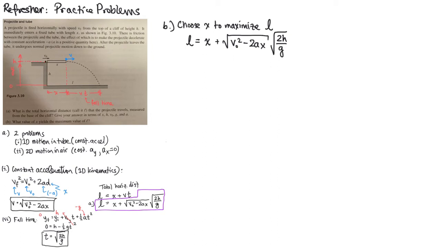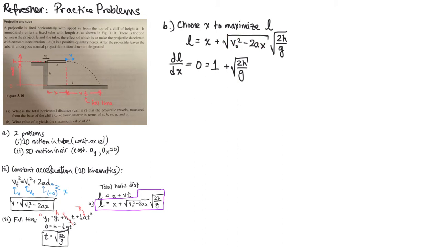Now we can turn to calculus here to help us. We know that to maximize L, we're looking for a choice of x such that the derivative of that length L with respect to x is 0. That tells you we're at an extremum. And so we can take the derivative. On the right-hand side, the derivative of x with respect to itself is 1. And then we get to do some chain rule here. We have this root 2h over g, that's a constant. We leave that alone. And then we have to take the derivative of this square root term.